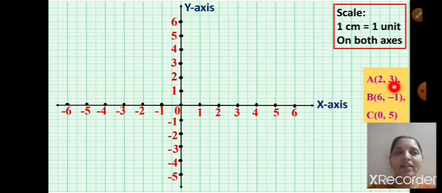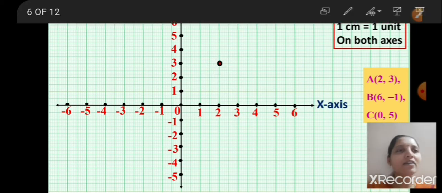2 and 3. Abscissa is 2 and ordinate is 3. So let's see this point has both the coordinates positive. So it will come in the first quadrant. On the x-axis you have 2, x coordinate is 2 and y coordinate is 3. So this will be your point A with coordinates 2 and 3.